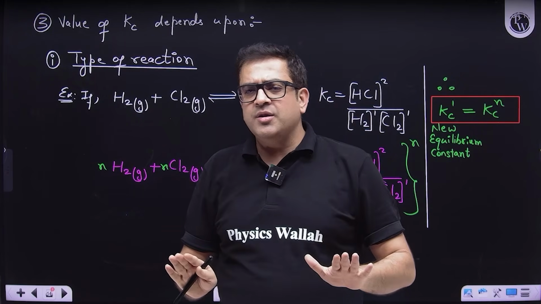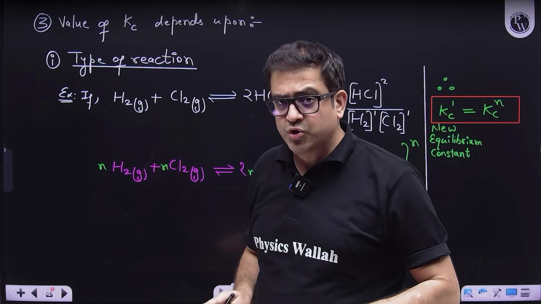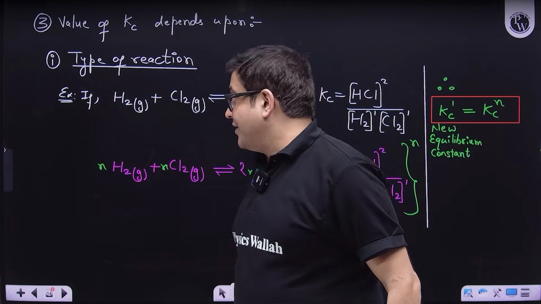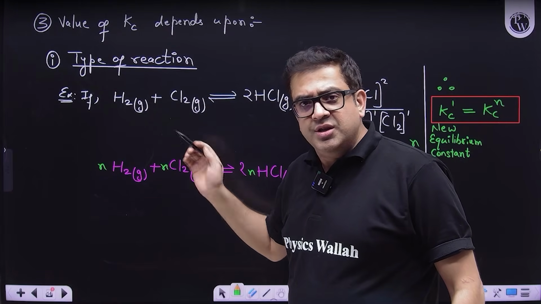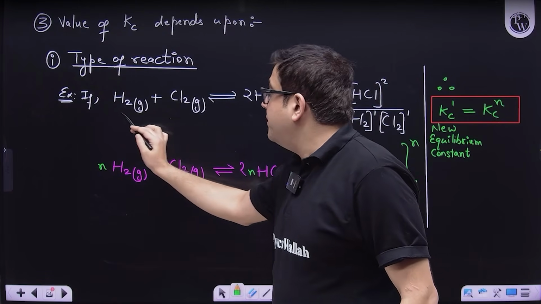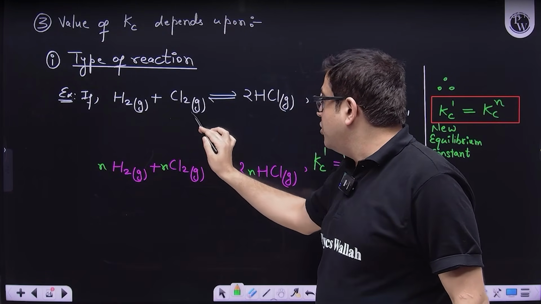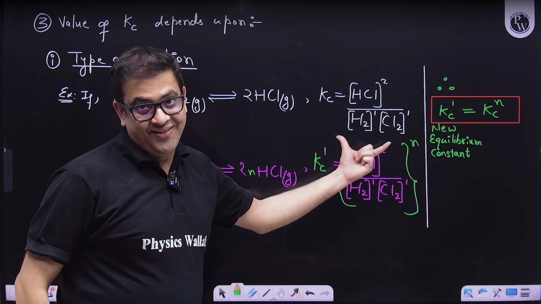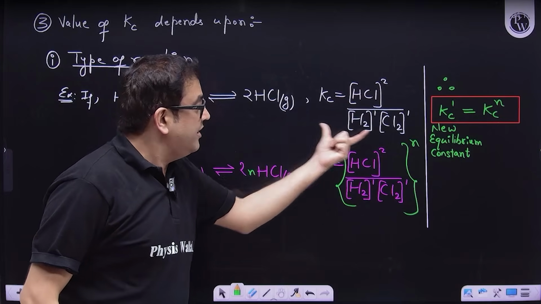So let us finish some concepts and then we'll be discussing some questions on them. The value of Kc depends upon, first, the type of reaction. Sir, if the reaction changes, K changes? Yes. For example, I have a reaction: hydrogen gas and chlorine gas forming HCl gas. You can write the value of K, product upon reactant.